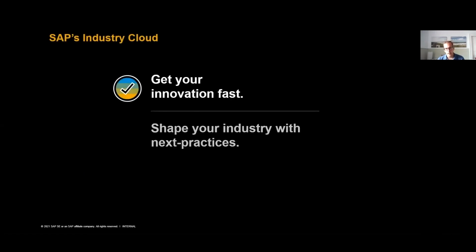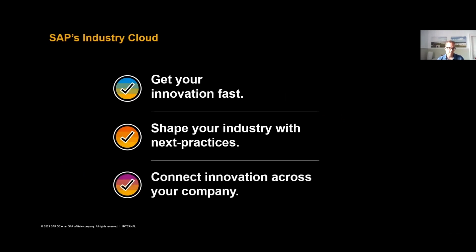So let us double click on this, or let us better understand actually what Industry Cloud is all about and also how I would describe it, because there are three things that I feel are utmost important. That's number one is the question of speed. So it's about really making sure that innovation can be consumed by our customers fast.